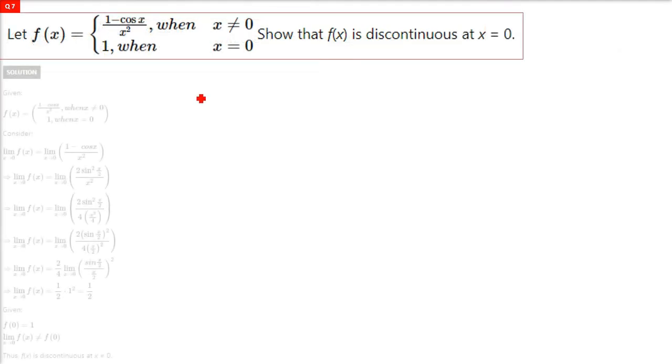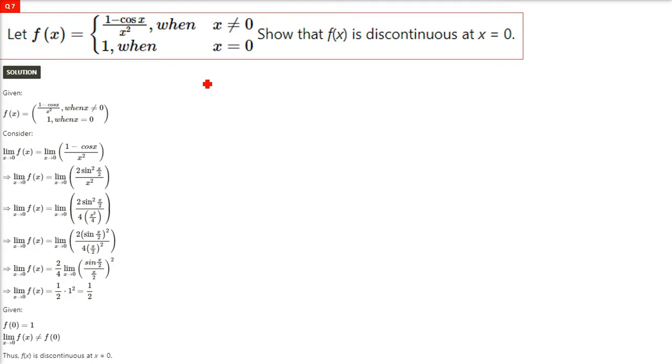So same way here, let f(x) equal 1 minus cos x by x square when x is not equal to 0, and it is 1 when x is equal to 0. So you can check the left hand limit and right hand limit, but you don't need to here, because you can directly use the limit and see whether it comes to 1 or not. That is, at x equal to 0, the value of the function is 1. So let us see whether we get the limit or not.